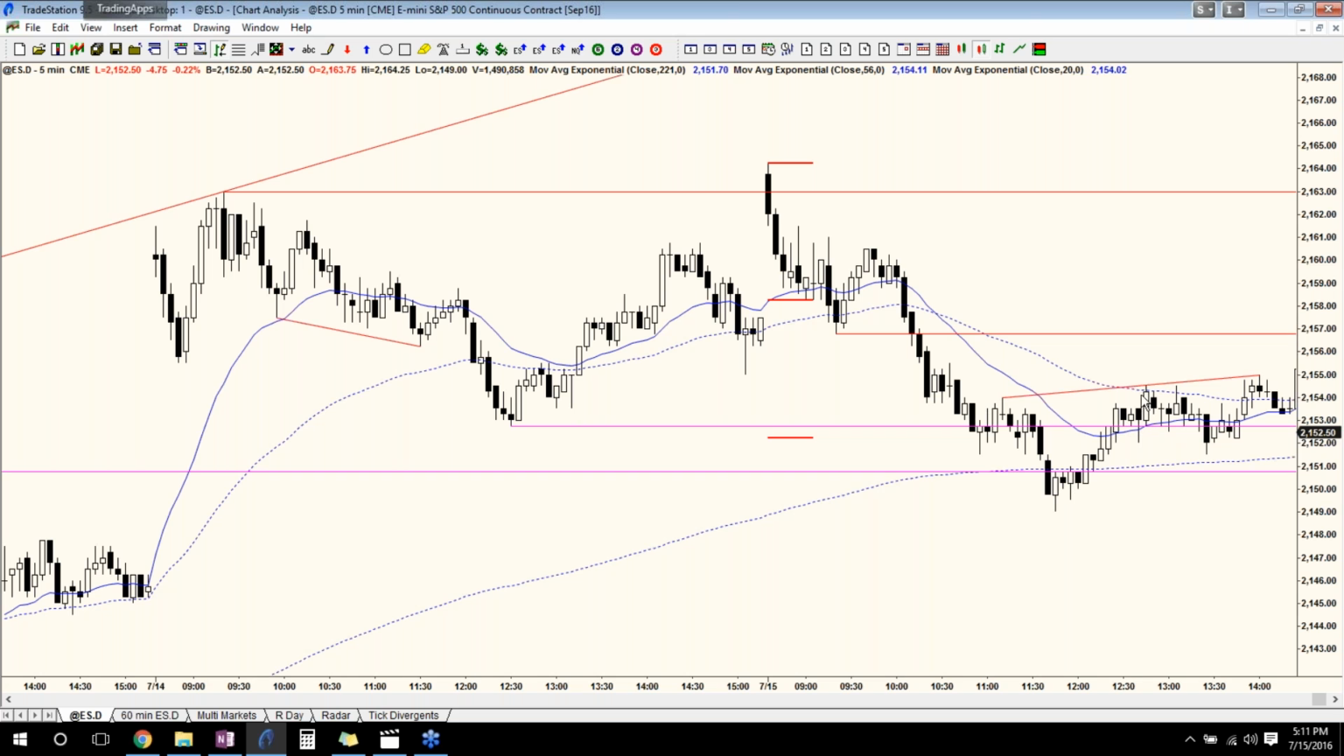Is this a second leg up? Probably not. We got a deep pullback, and here, arguably, large leg one, leg two. Leg one, pullback, leg two, or a wedge. First push, second push, third.